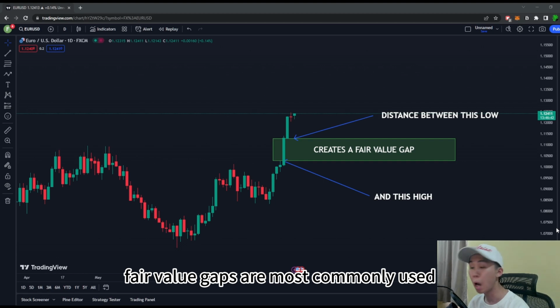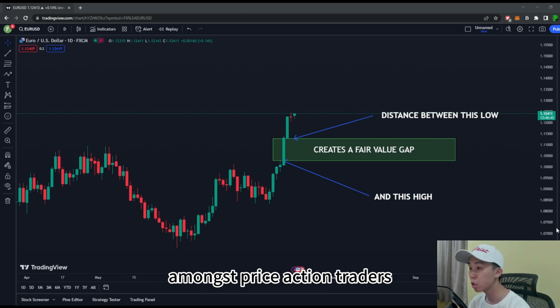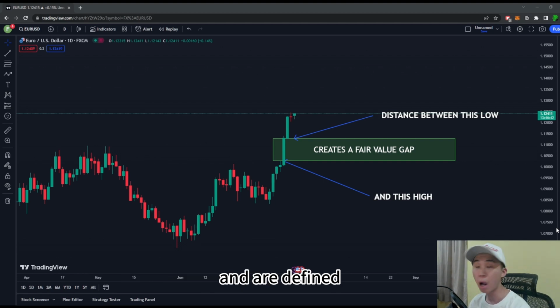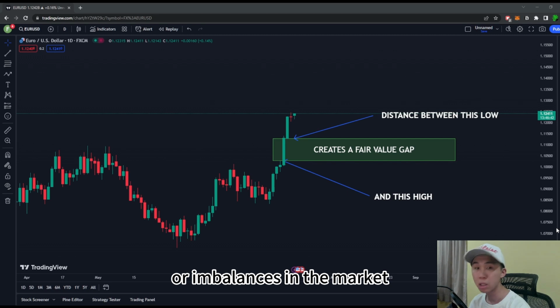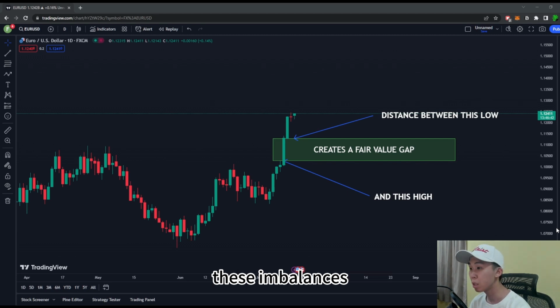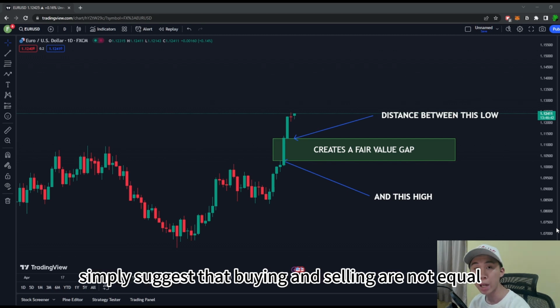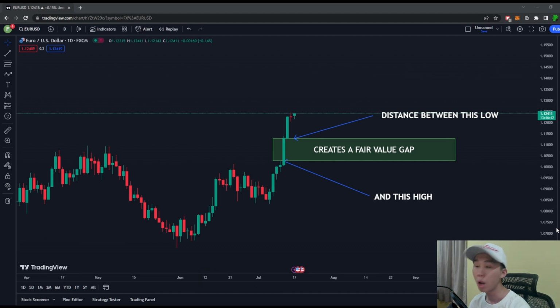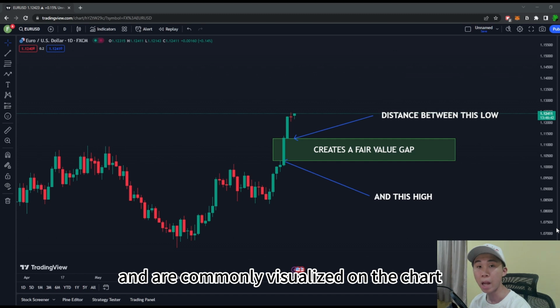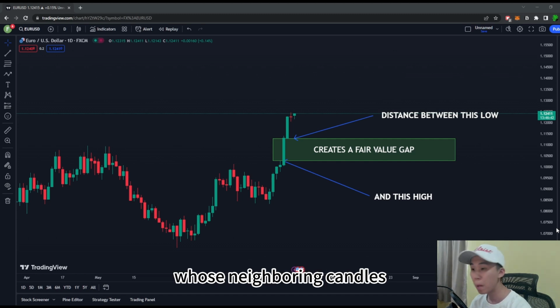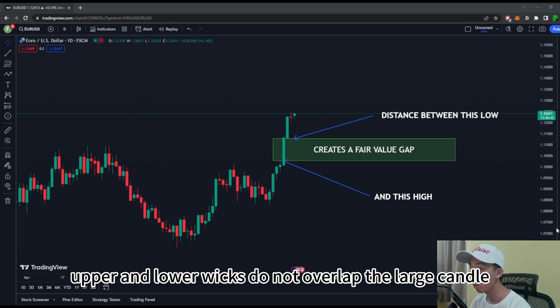Fair value gaps are most commonly used amongst price action traders and are defined as instances in which there are inefficiencies or imbalances in the market. These imbalances simply suggest that buying and selling are not equal. Fair value gaps are created within a 3-candle sequence and are commonly visualized on the chart as a large candle whose neighboring candles' upper and lower wicks do not overlap the large candle.